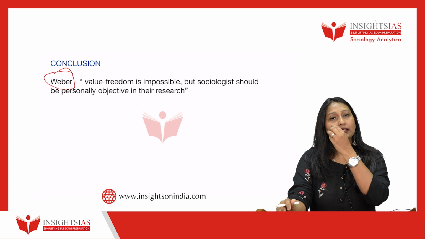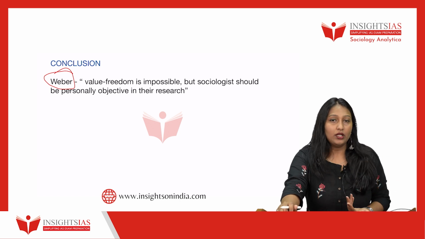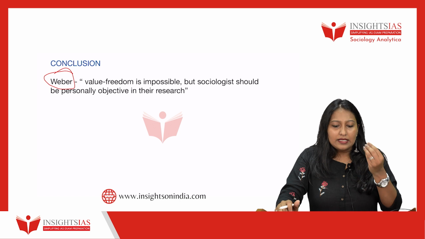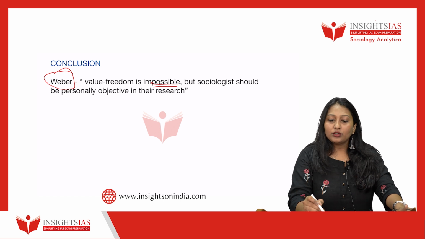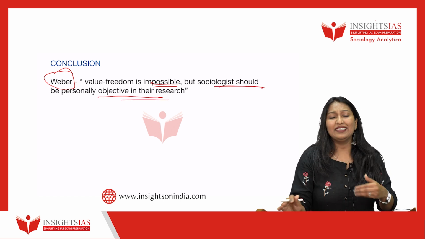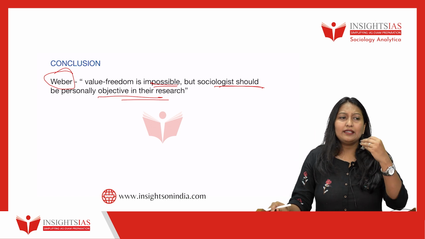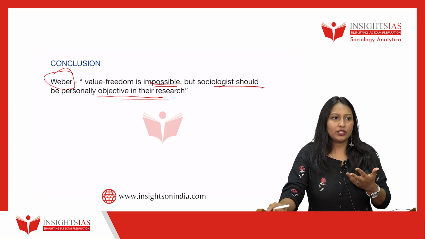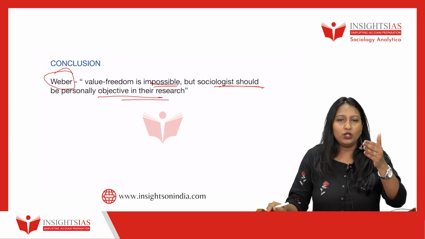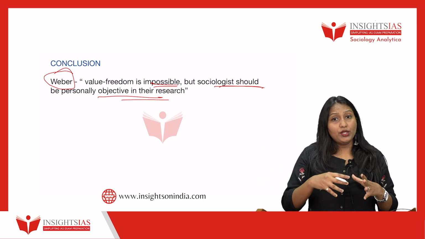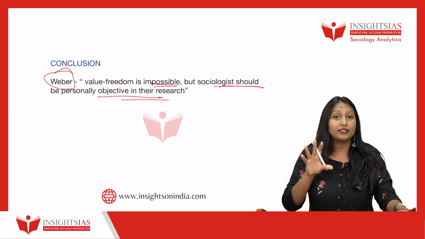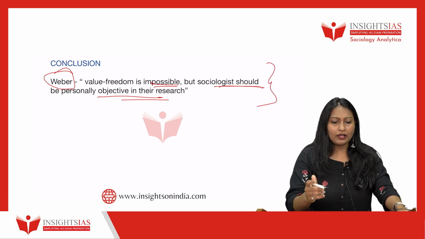To conclude, I have concluded with Weber's words. What Weber has told is that value freedom is impossible. You cannot be value free at all. But a sociologist should be personally objective in their research. You need to maintain a little objectivity. Value freedom is impossible; your value will always be there. You are brought up in a certain value system, and you cannot let it go. But what you can do is study from an objective perspective. Did you understand? You can conclude this answer with Weber's words, or any other words, whichever you can think of. So it's a very simple question.